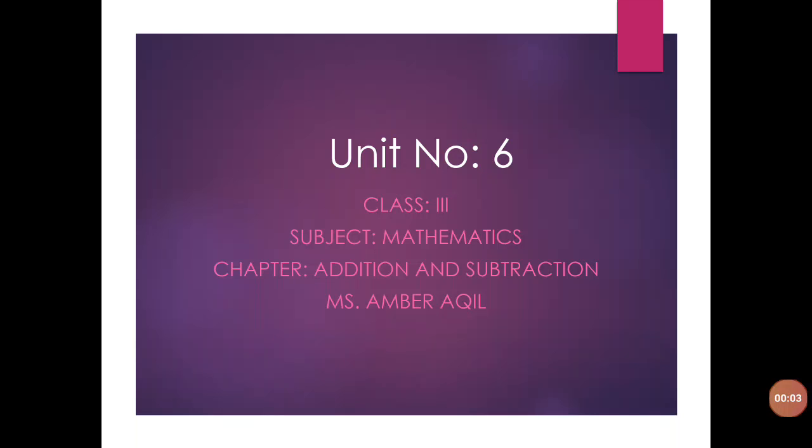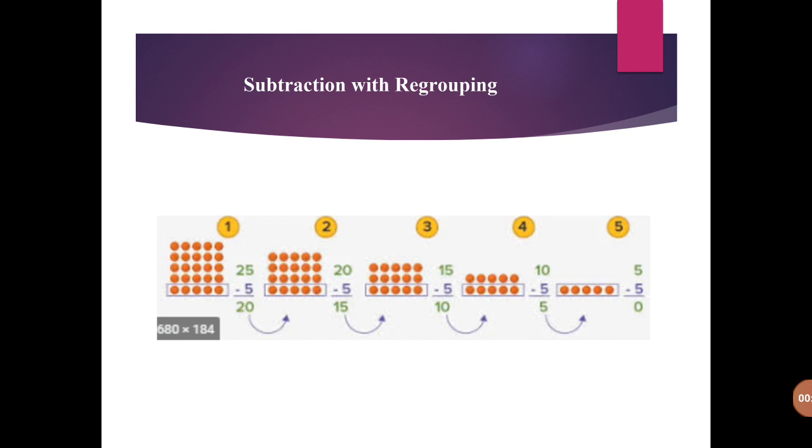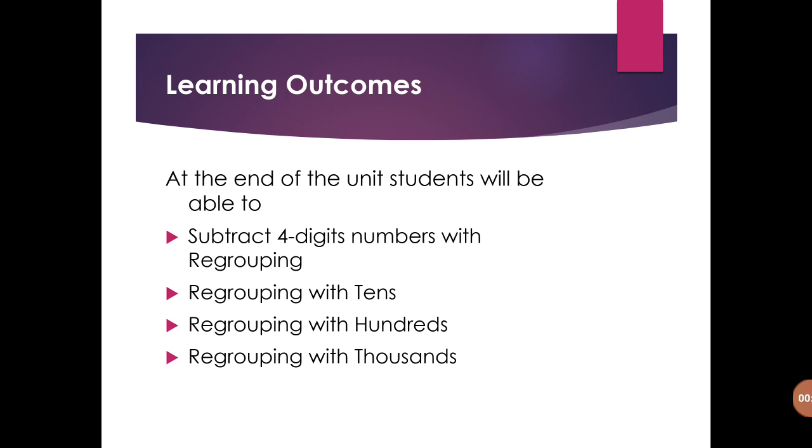Class 6, subject mathematics, chapter number 2, addition and subtraction. The topic is subtraction with regrouping. Learning outcomes: at the end of the unit, students will be able to subtract 4-digit numbers with regrouping with tens, hundreds and thousands.